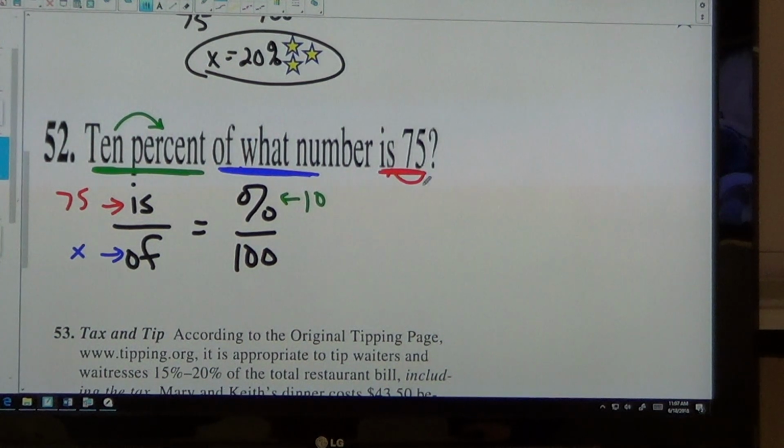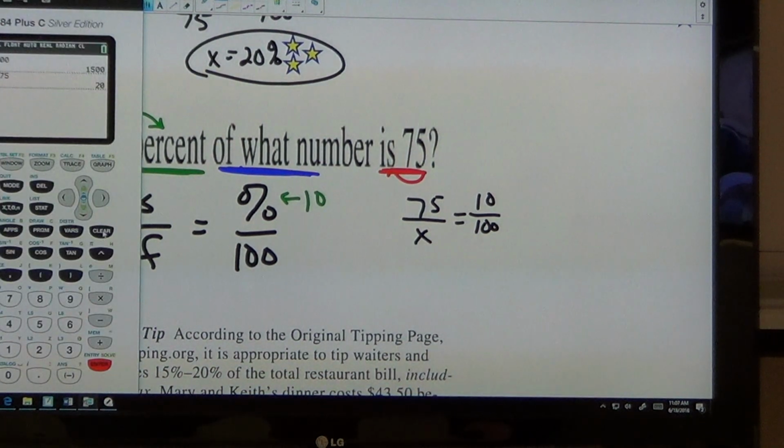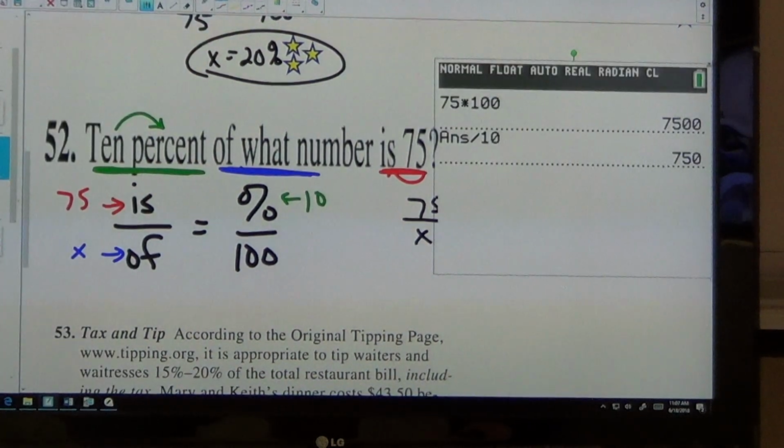So your problem is going to be 75 over x equals 10 over 100. We go to your calculator, we're going to multiply the two numbers that are diagonally across and divide by the loner. Your answer should be 750.